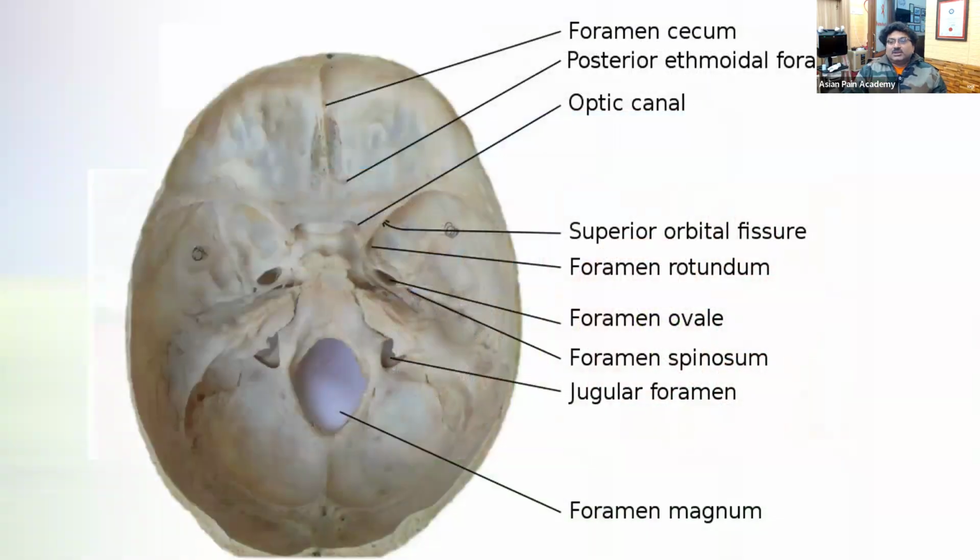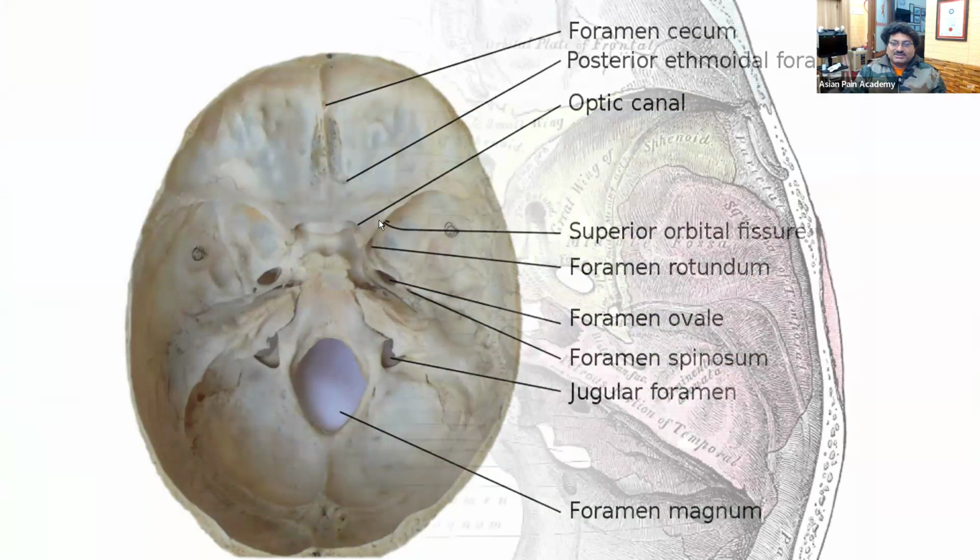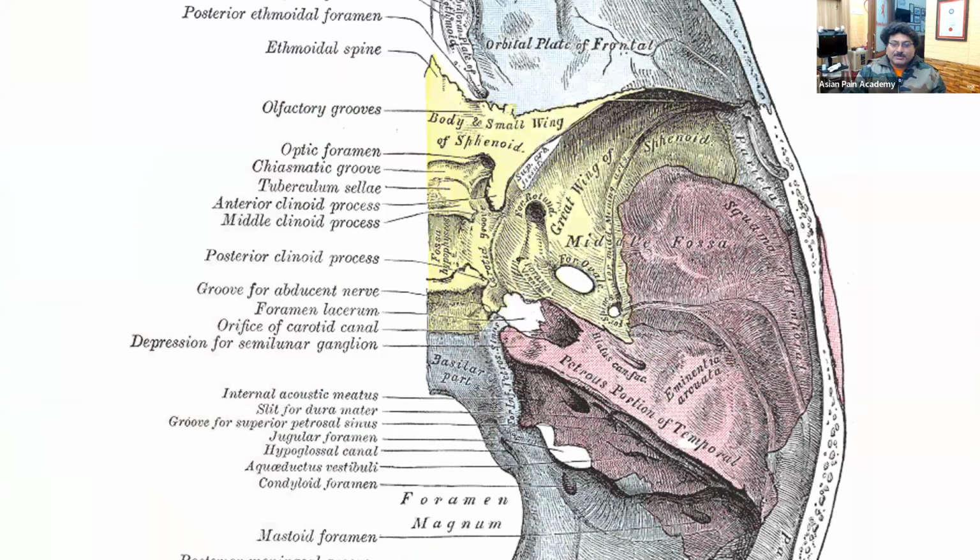Okay. So this part I have already shown. This is a picture taken. Here you can see the foramen ovale. This is the foramen rotundum. This is the superior orbital fissure. This is the optic foramen. Here lies the foramen spinosum. This is the jugular foramen. So we have understood this area quite well now. Everything is demarcated at this point. Okay.